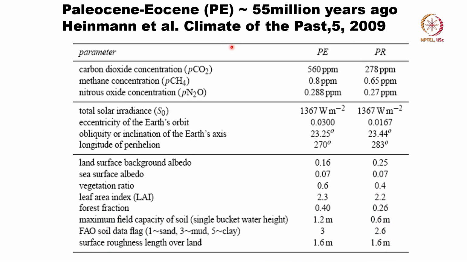Now I want to discuss another extreme case which has been published recently by Heinemann et al. in the Climate of the Past journal, published about 15 years ago, and this is called the Paleocene-Eocene maximum. This period is very important because at that time the amount of CO2 was probably around 560 parts per million, double the pre-industrial value. So we on Earth are pushing towards that value because we are putting out CO2 by a large amount. So it's good to know what will happen.